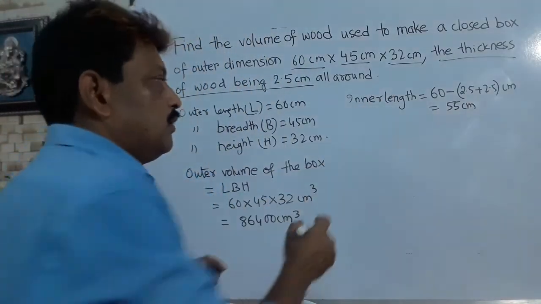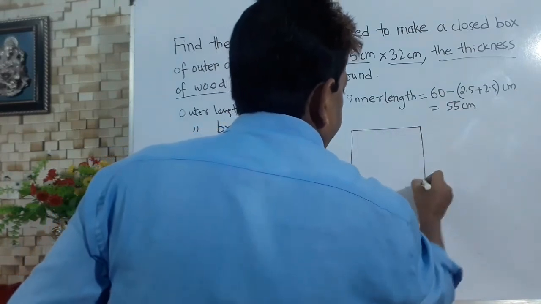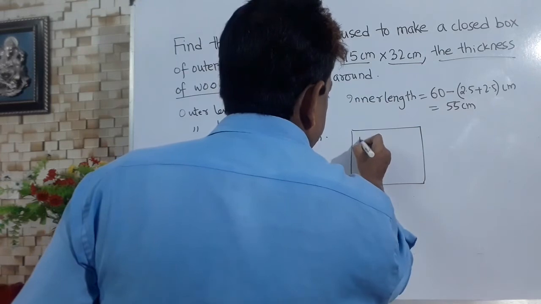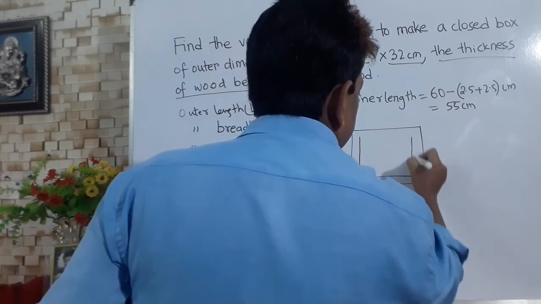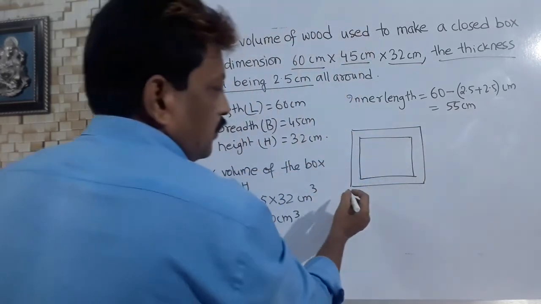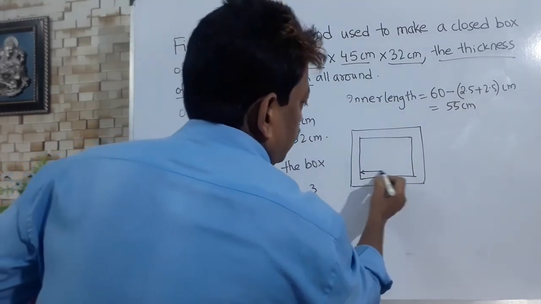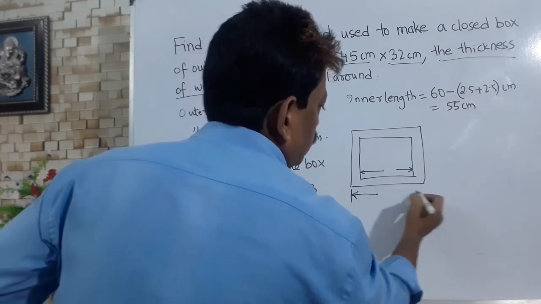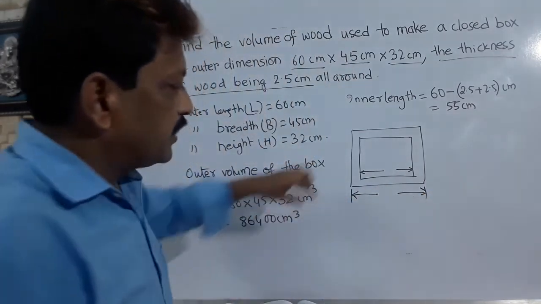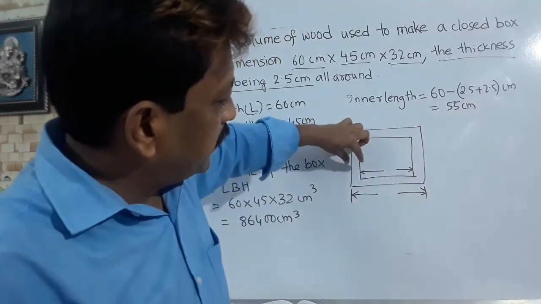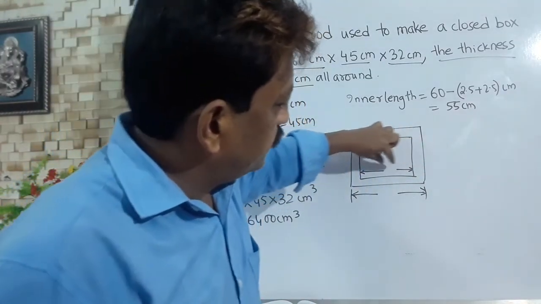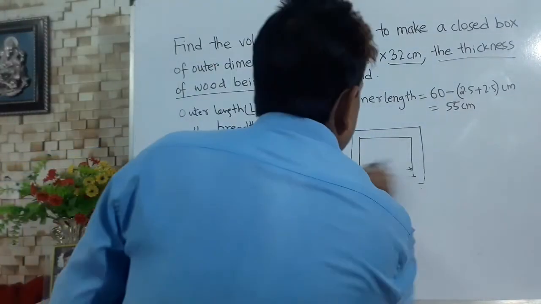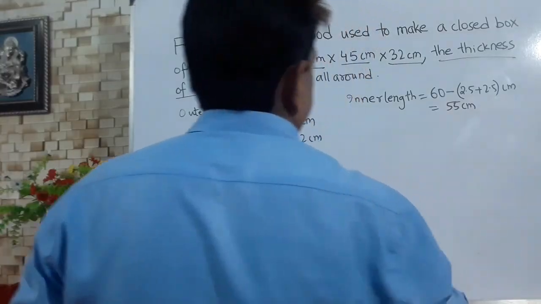Because suppose this is the front face of the box and the thickness of the wood is like this. So this is the inner breadth and this is inner length, and this is the outer length. So as you can see from the figure, outer length minus twice the thickness will give you the inner length. Understood? So same case with the inner breadth and inner height.